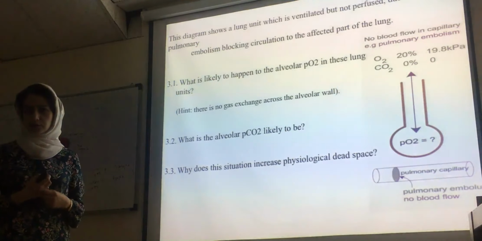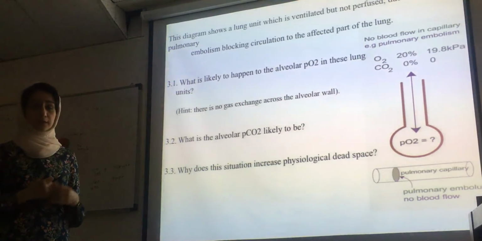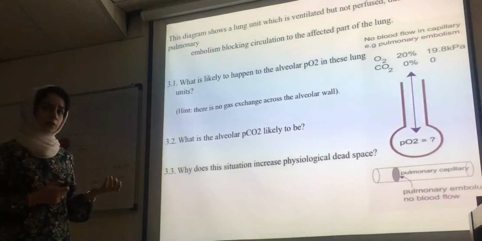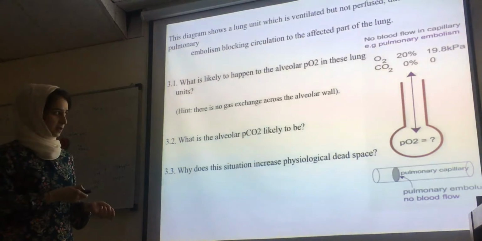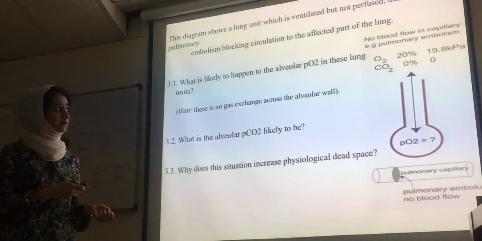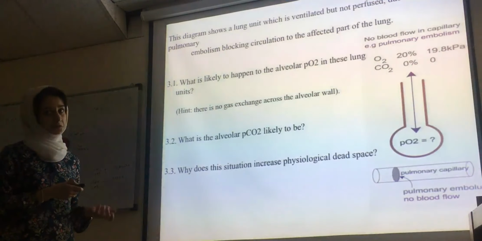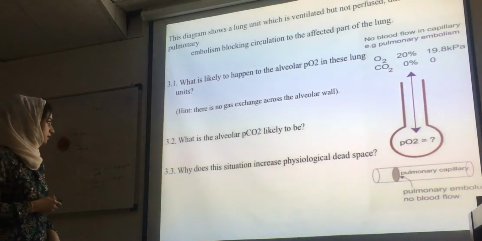Why a decrease in the CO2? It decreases until it reaches 0%. Why? It becomes like that of the atmosphere because there's no addition of CO2 from the blood to the alveoli, and the atmospheric CO2 is about 0%. So the alveolar CO2 becomes like that of the atmosphere.